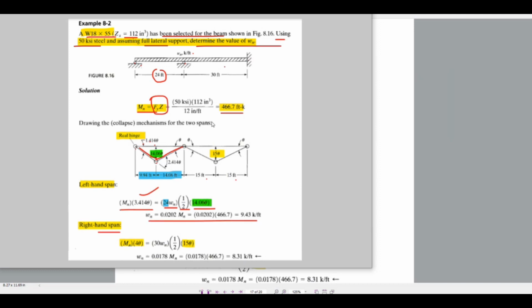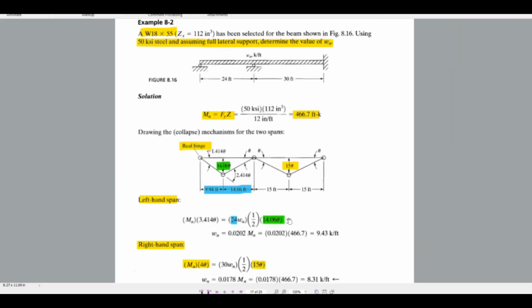The right hand span: Mn into theta, theta, here 2 theta, 4 theta, 30. This is 15 theta, here 1 to 4 thetas, right? Equals 30 into Wn, that is the full span, into half into 15 theta. This load is half load, right? So Wn equals 0.1017, Mn equals 8.3 kip-feet.